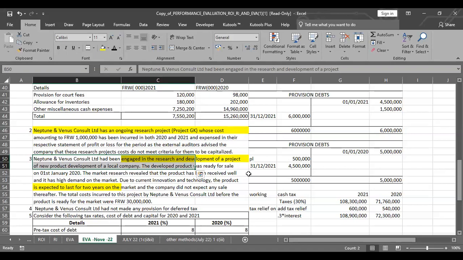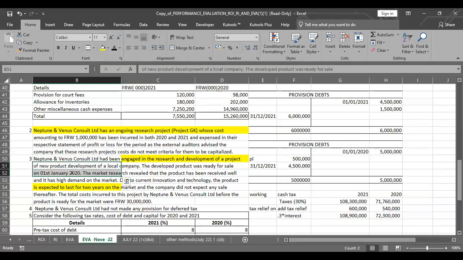Do you think it was expense on 1st of January 2020? No, it was not expense. You cannot expense something you want to sell. Something you want to sell, it is an asset, of course. So an asset, you sell it and you get money from it. So it means by this time, it was capitalized, it was an asset because they know it was ready for sale here. I hope I'm making sense by that here.